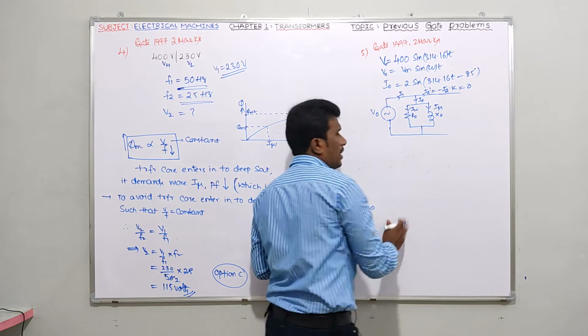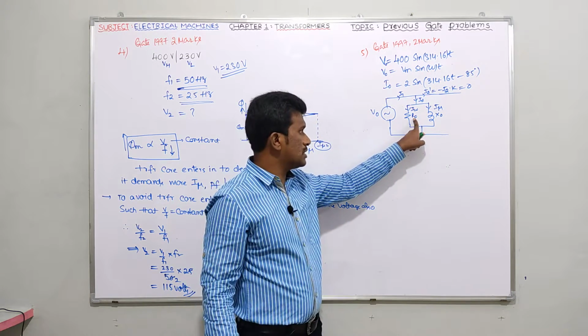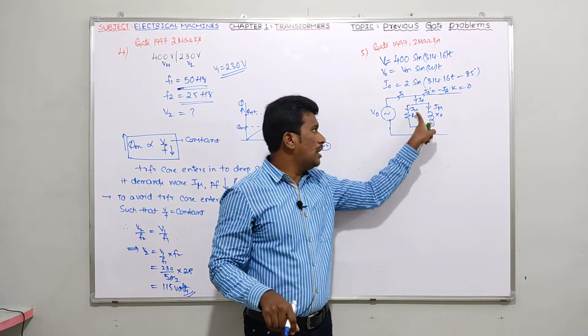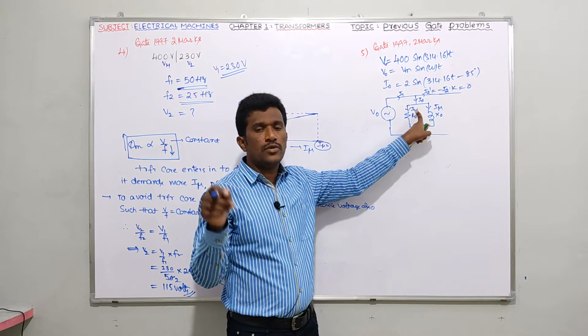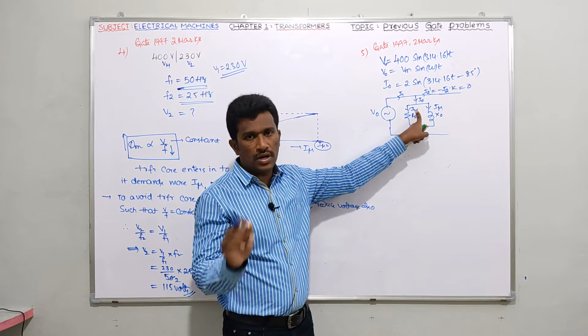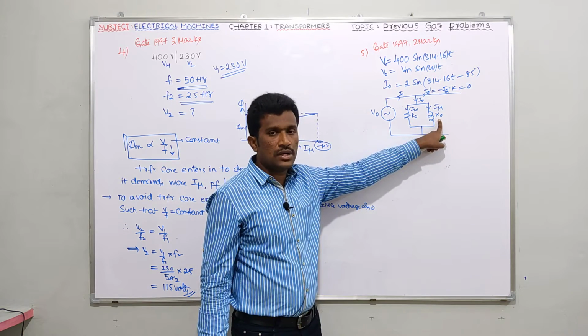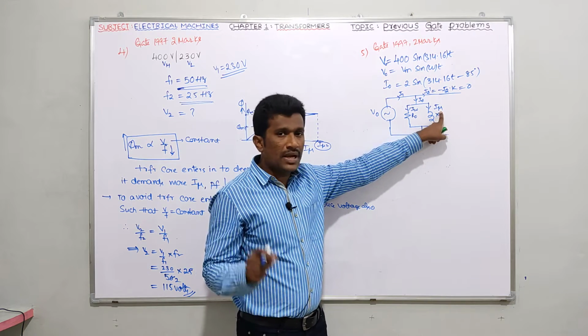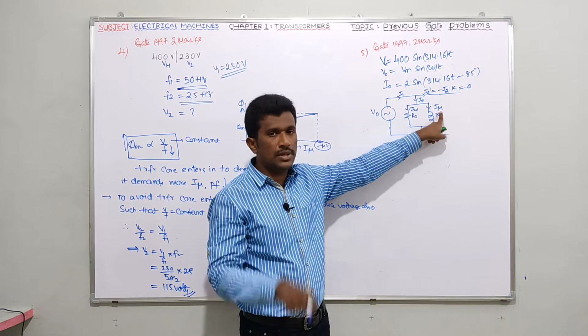So he is asking to find. See, actually I had given the nomenclature. R naught means what? Core loss resistance of the transformer. IW means what? The working component of no load current, or I can say the core loss component of no load current. X naught means what? Magnetizing reactance of the transformer. And I mu means what? Magnetizing current of the transformer.